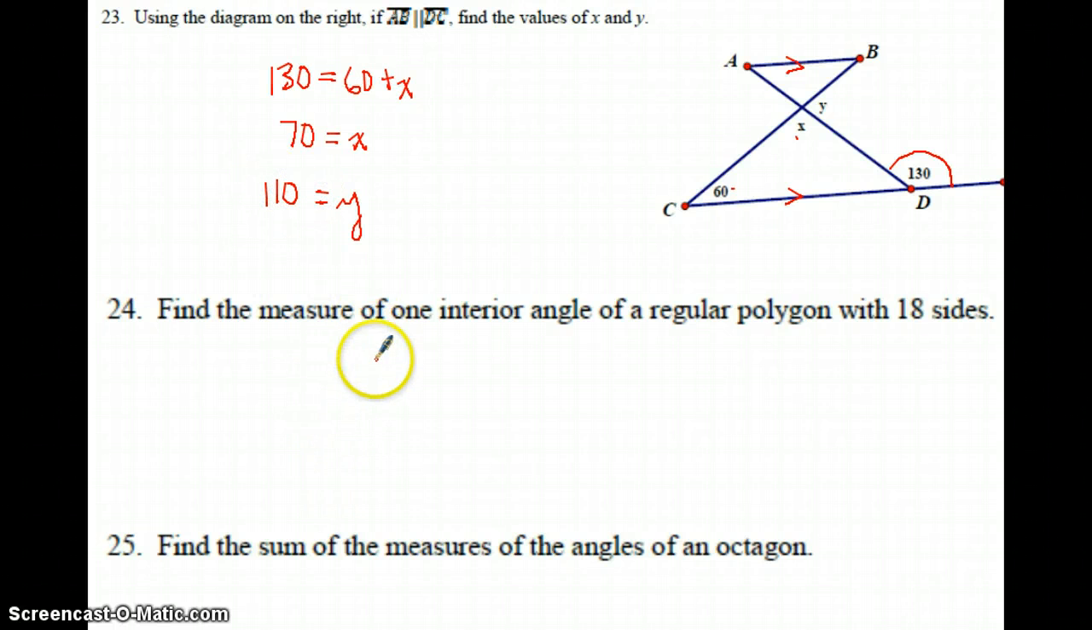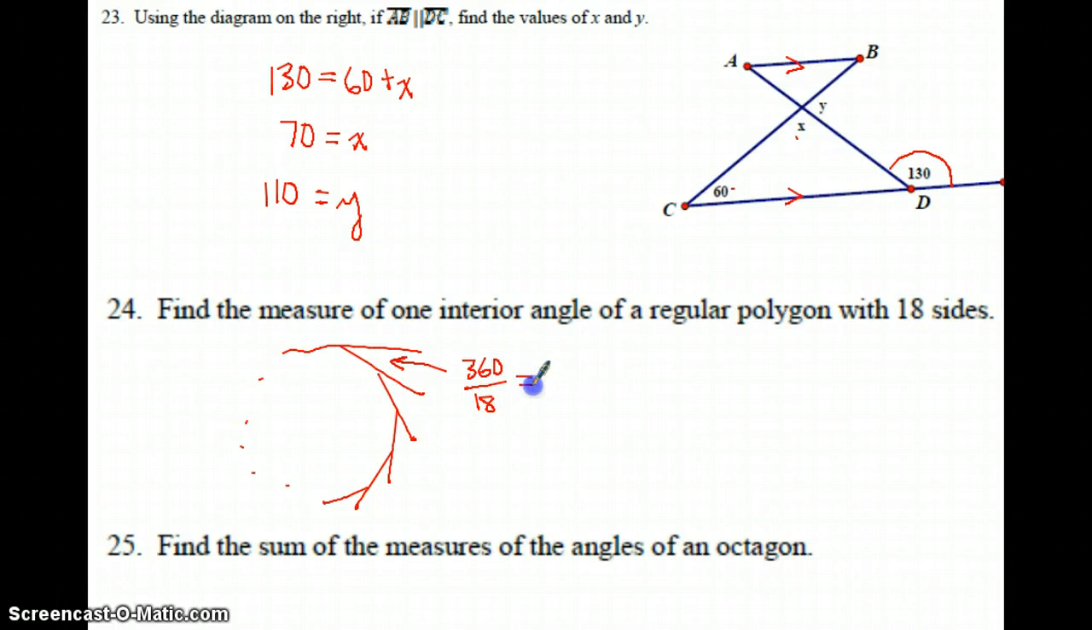Find the measure of one interior angle of a regular polygon with 18 sides. Oh my gosh. Alright, the way I've been saying to do this in class is let's talk about exterior angles. There are 18 sides in this thing, so I don't want to draw the whole thing, but it's got 18 of these exterior angles. The exterior angles all add up to 360.